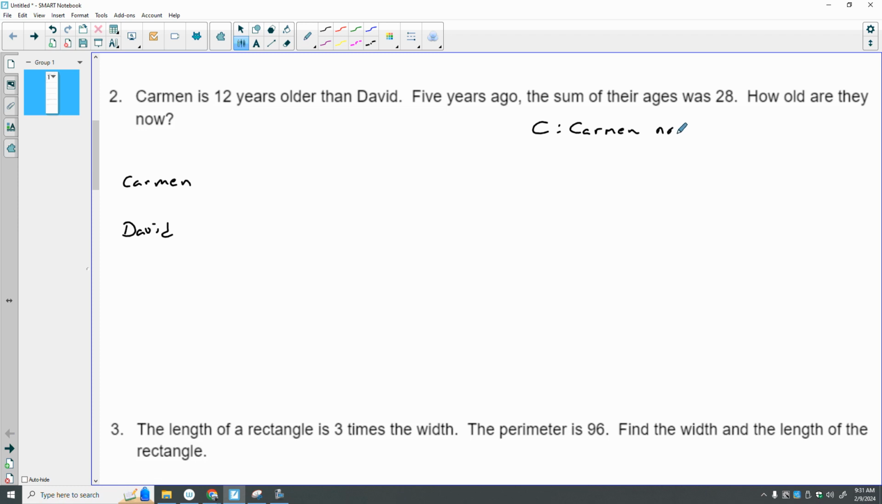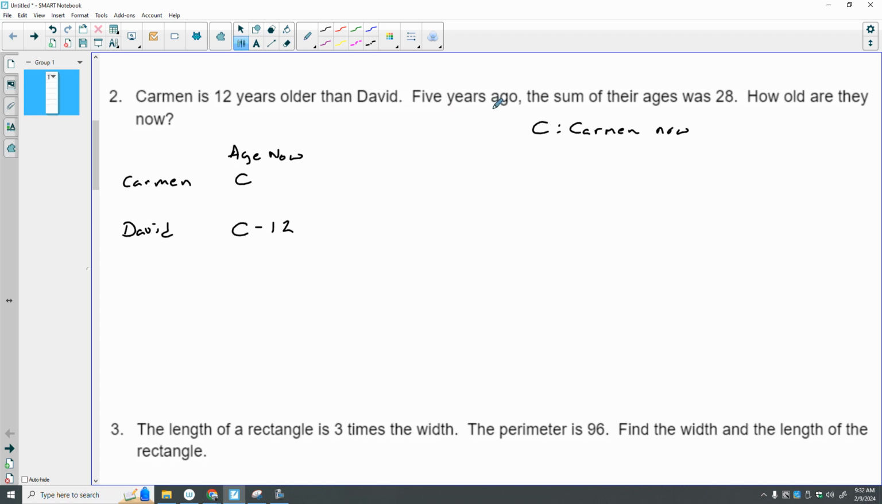And I'm going to be lazy and just write Carmen now. So this is my C, and this is her age now. And Carmen is 12 years older than David, so David's age is whatever Carmen's age is minus 12. Had I called D David's age, then Carmen would be D plus 12. And it really doesn't matter at all.